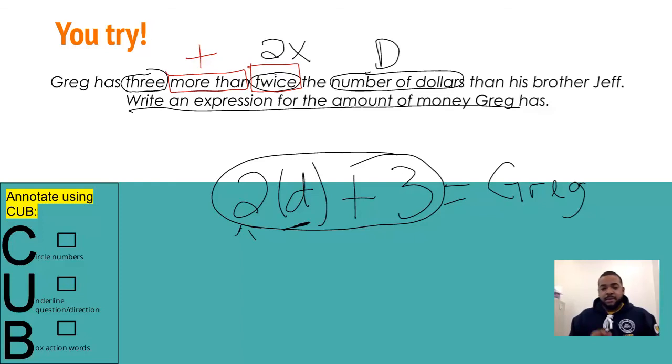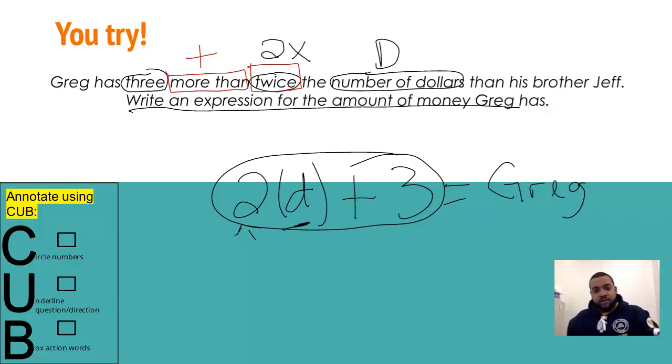When you do your work today, I'm going to be looking for some specific things. I'm going to be looking for you to annotate. I will go ahead and give you the action words. It is your job to determine what you need to do with those action words. So, for example, when I figured out that more than meant addition, what am I adding? Well, I'm adding 3. What am I adding 3 to? I'm adding 3 to 2 times the amount of dollars that Jeff has. This is how this works.